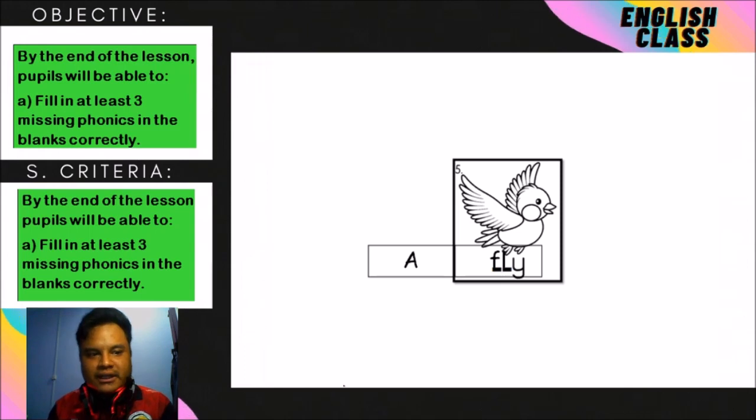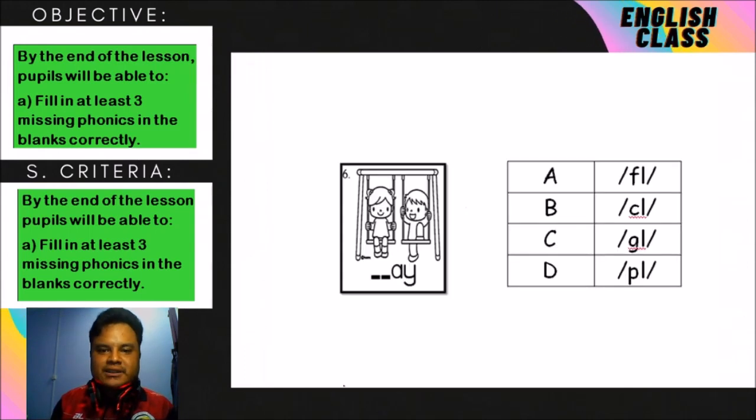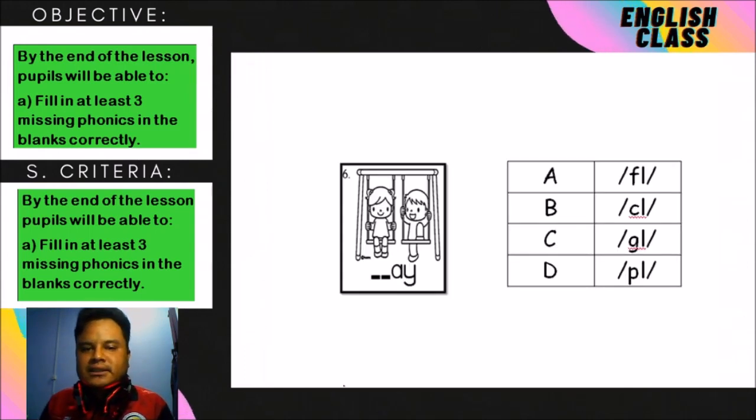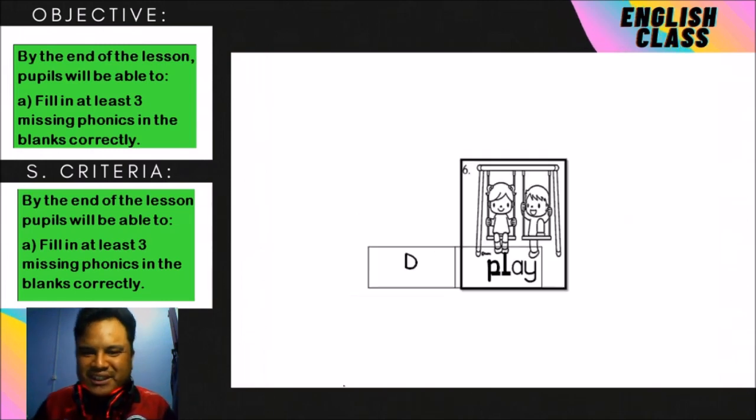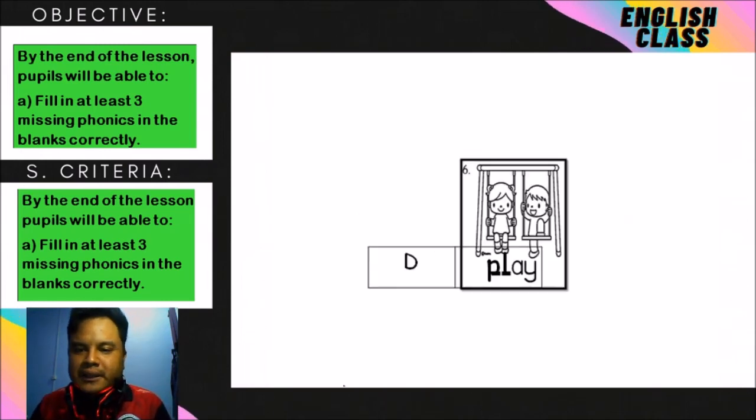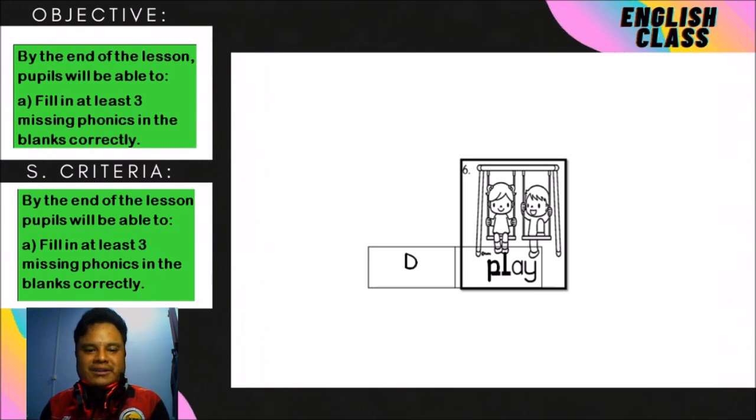Now let's look at the last question, number 6. Look at the picture. What are the kids doing? Good job. They are playing. Okay, the B, play. Alright. I hope you got everything correct.